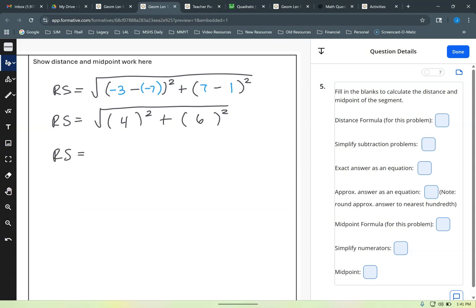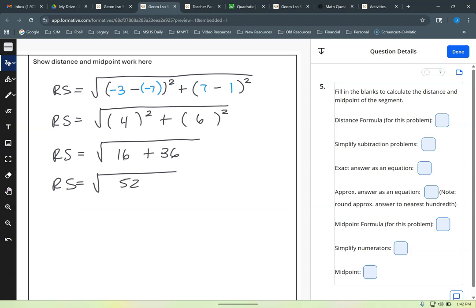Distance of RS is equal to the square root of. So 4 squared is? 16. And 6 squared is? 36. All right. And so then we simplify the inside. Now this is where students get tripped up. Okay? Because you look at those numbers and you go, ooh, 16, 36. Those are perfect squares. But you can't do that right now. You don't get to take the square root. Now you have to add those together first, which is going to give you the square root of what? 52.